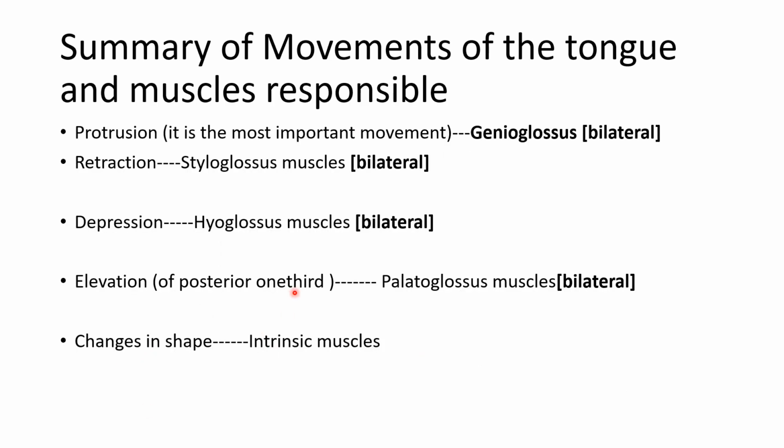So let's summarize the movements. The protrusion of the tongue is the most important movement, and it takes place because of the bilateral action of genioglossus. The retraction takes place because of the styloglossus muscle on both the sides. Depression takes place because of hyoglossus. And elevation is due to palatoglossus. And as we have already discussed, the intrinsic muscles are responsible for the change.